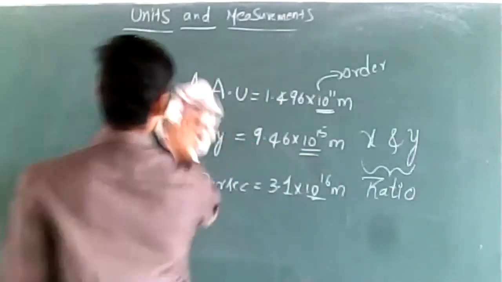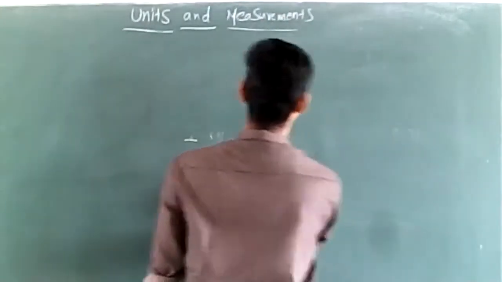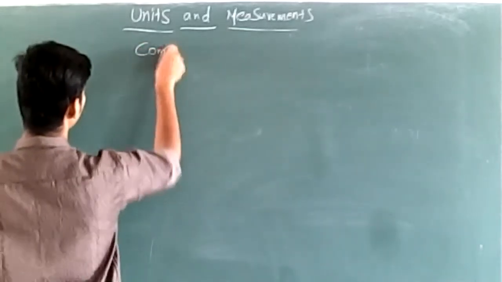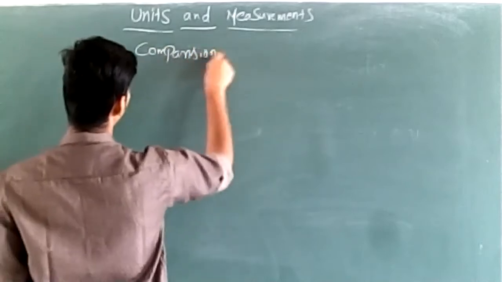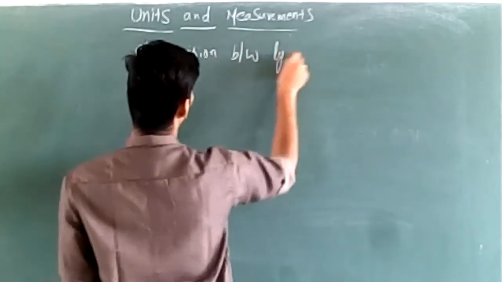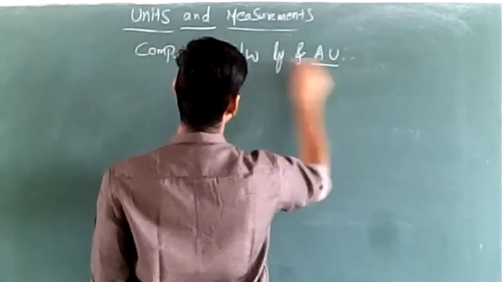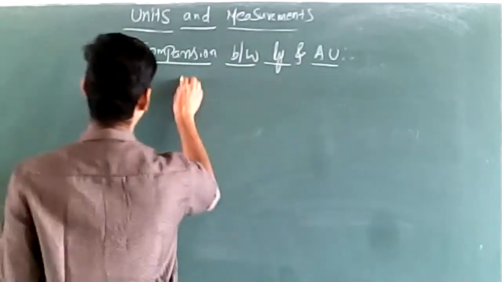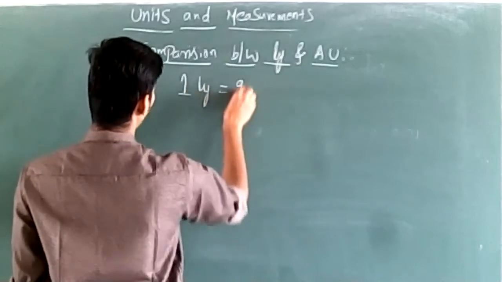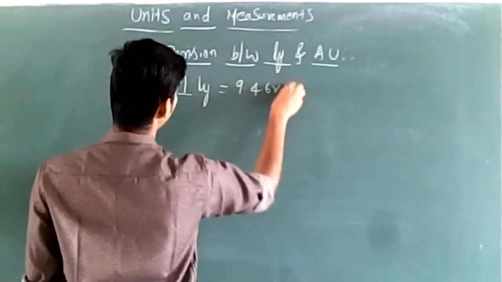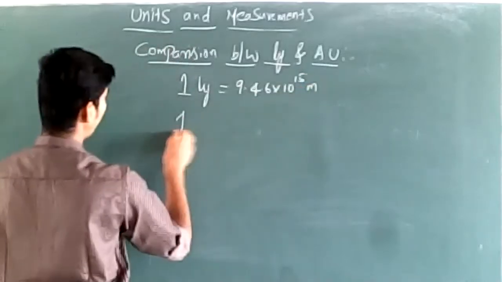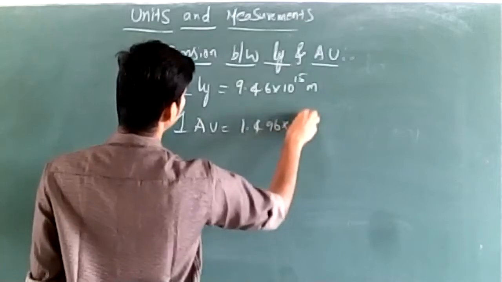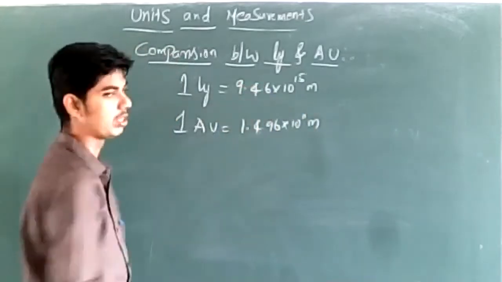Now we will compare astronomical unit and light year. Comparison between light year and astronomical unit. See, we know that 1 light year is equal to 9.46 into 10 to the power of 15 meter. 1 astronomical unit is equal to 1.496 into 10 to the power of 11 meter. Can you tell me which among these two is greater?